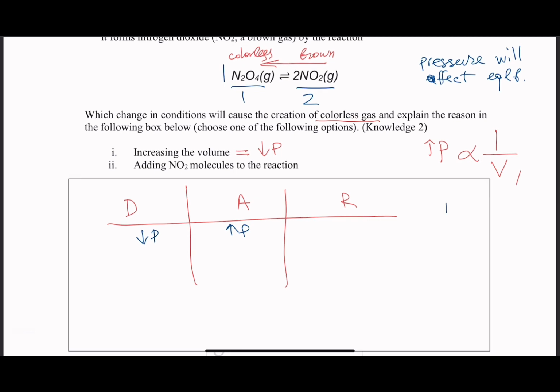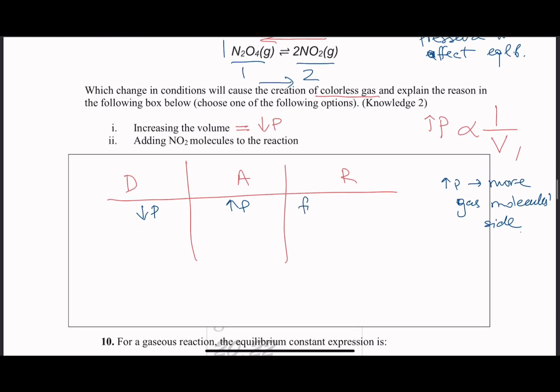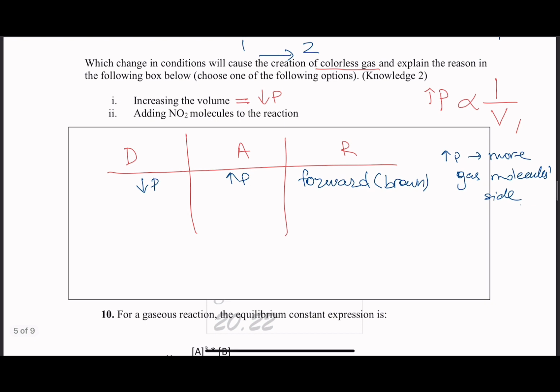Okay, increasing the pressure means more gas molecules on this side. In this case, the reaction will go forward and make brown gas, which is not the answer we're looking for. Now let's talk about adding NO2, another factor.